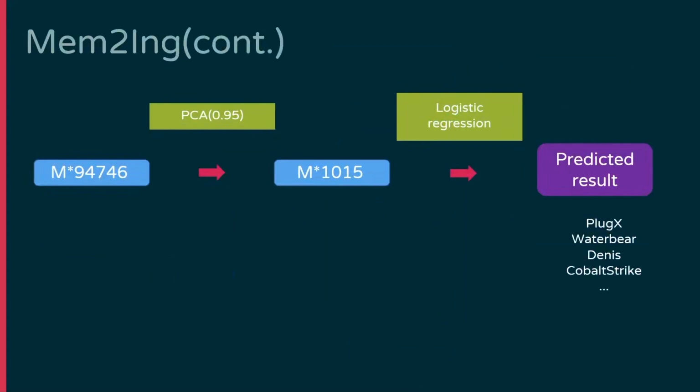After feature extraction, the feature fusion step combines the 4 features into one array. Because the dimension after feature fusion is very high, as you can see, 94,000, we use PCA to reduce the dimension. After keeping 95% of the features which are important to the model, the dimension is reduced to 1000. And last, we use logistic regression to train the model and make the prediction.